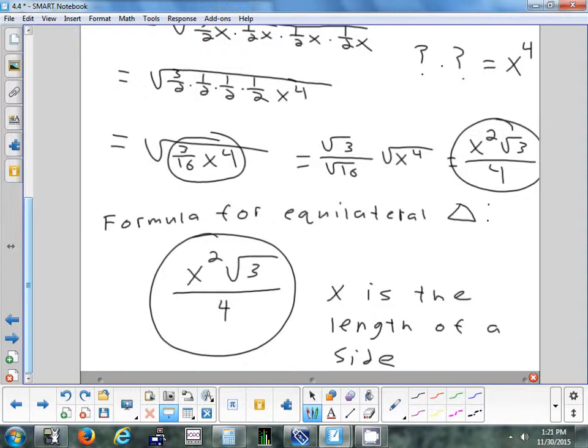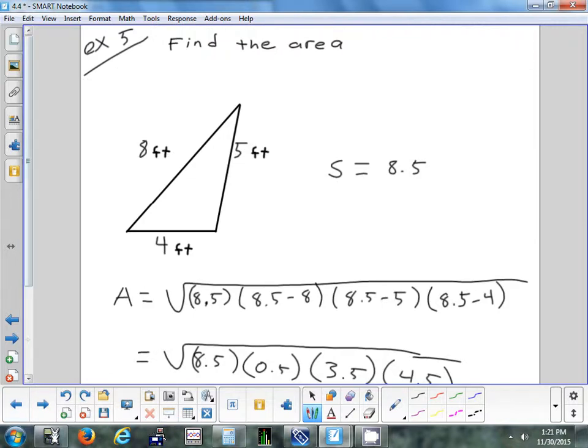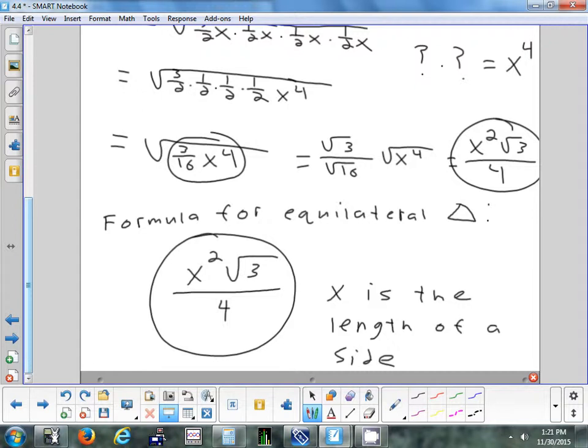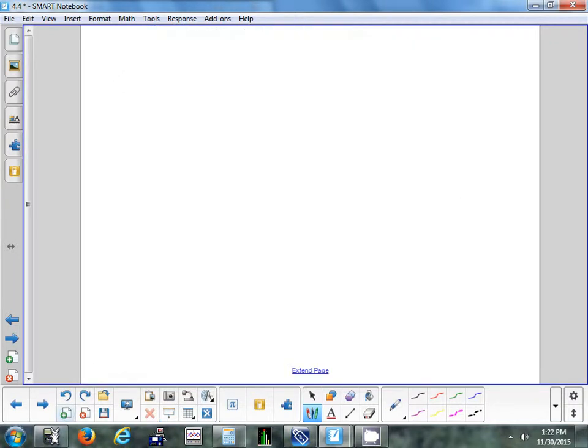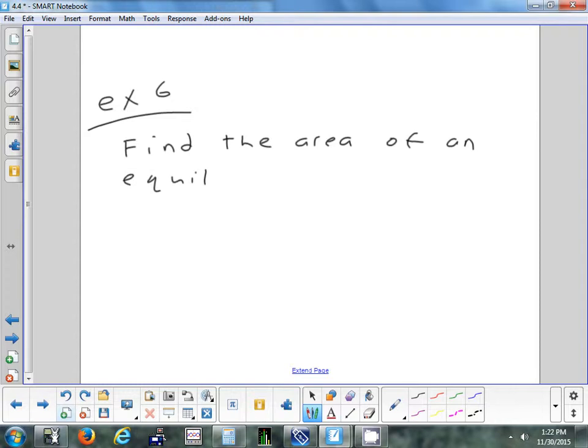Okay. All right, so a problem you might see. Let's see, what was our last example? 5. Does everybody have the formula? All right. So find the area of an equilateral triangle with side lengths of, just pick any number, 8. Okay, so it's an equilateral triangle with 8, 8, and 8.